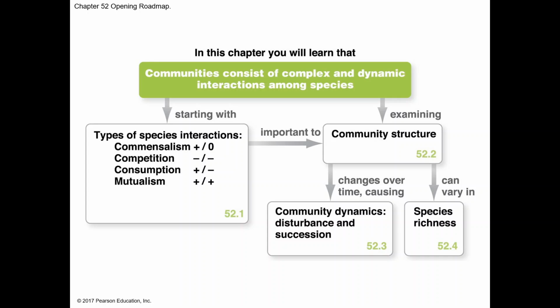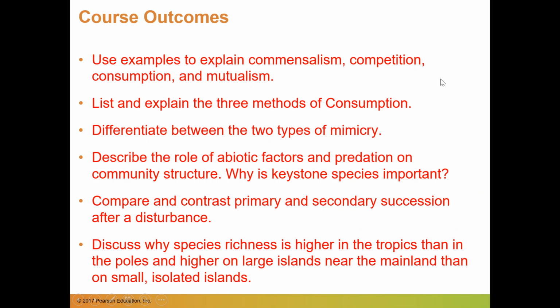Right now we're going to talk about more niches and how that builds community structure, okay? So we're going to talk about commensalism, competition, consumption, mutualism. This says, explain the 3 methods of consumption. Don't stress too much about that. I think I only go into those briefly. We will talk about the 2 types of mimicry. We mentioned them briefly, but I will go into them in more detail. Describe the role of abiotic factors and predation on community structures, and talk about keystone species. We will get into that next week.